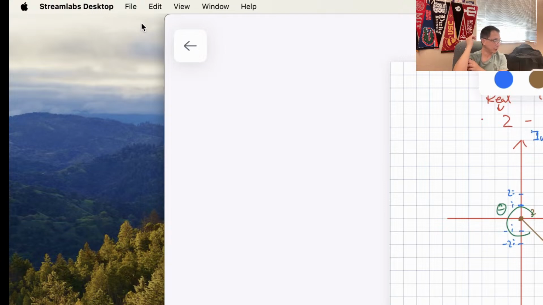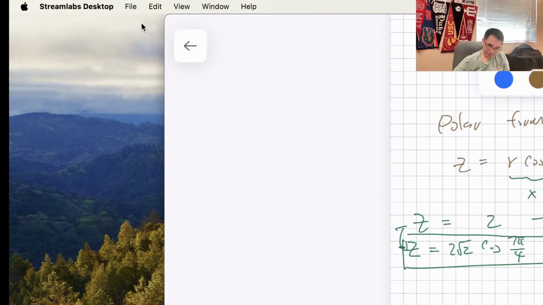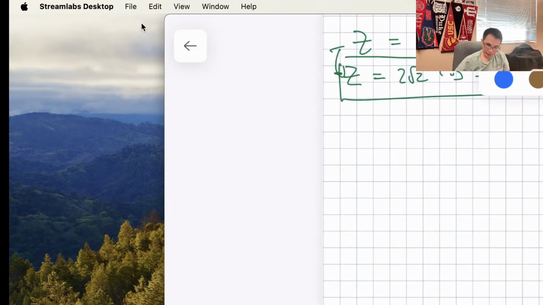Am I going too fast, or do you guys understand? Okay, so there's no difference from before. It's very close to each other. So I'm going to ask you to find this one. Can you find the polar form of -1 minus square root 3i? Can you find the polar form of this?